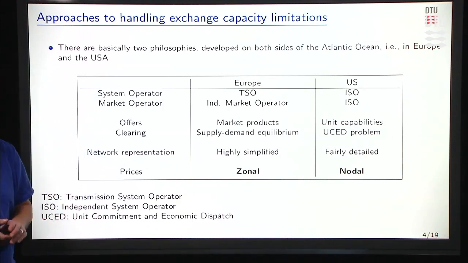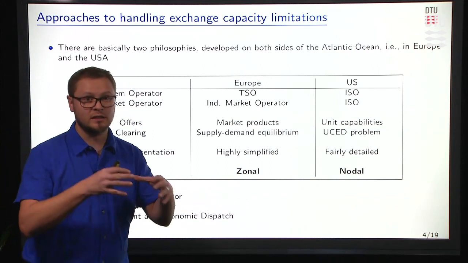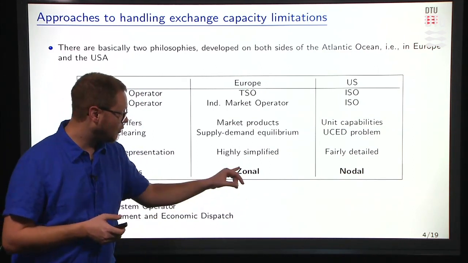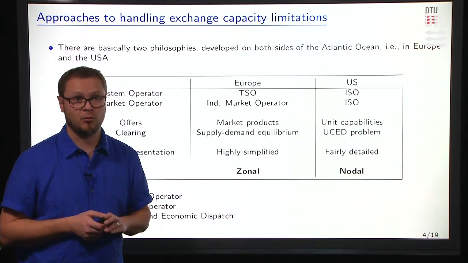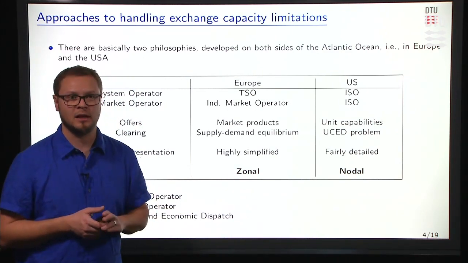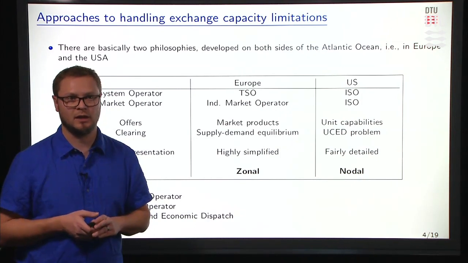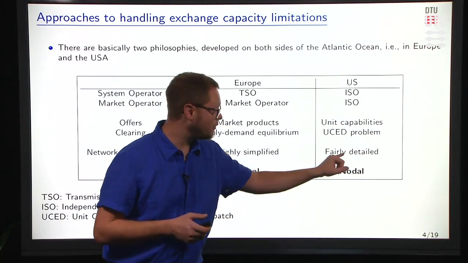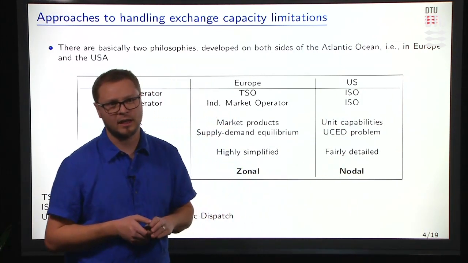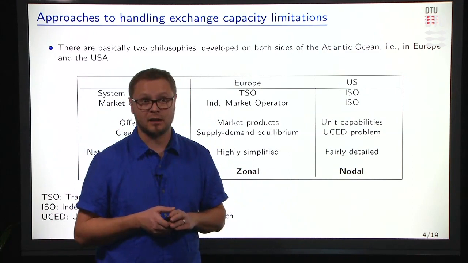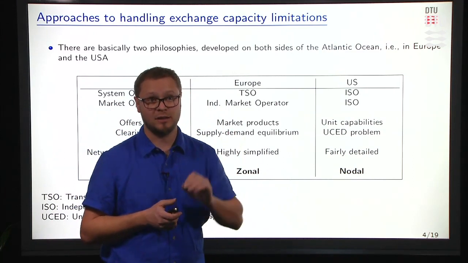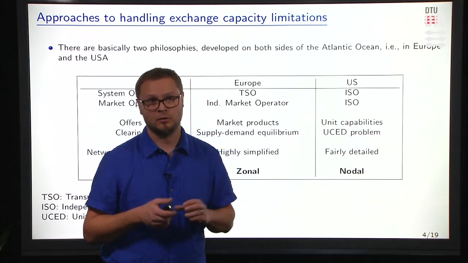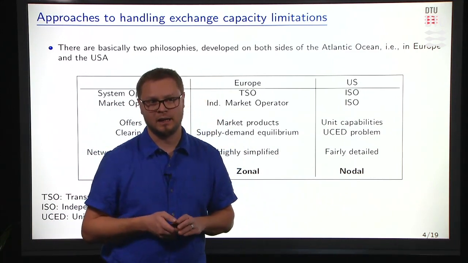Eventually, in terms of prices, in Europe, since we only define these areas and capacities for exchange between areas, we will define one price per area or one price per zone. And this is why we call it a zonal electricity market. Following this philosophy, since we have a very detailed representation of the network, we will end up with a different price for each and every node of the network. Therefore, we call it nodal pricing or a nodal electricity market.